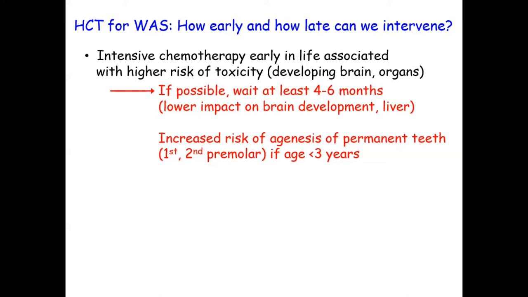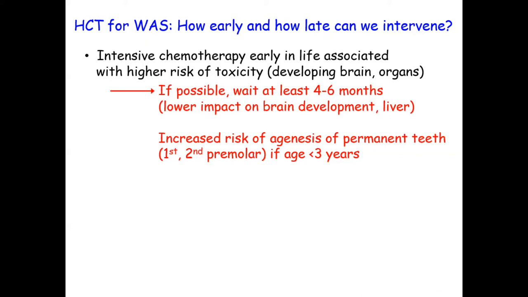The general strategy that we use is to wait, if possible, at least 4 to 6 months of life, in order to allow some more time for brain development and also prevent some major risks, in particular complications of transplantation like venous occlusive disease, which would be more frequent if you use high-dose chemotherapy and hit the liver early in life. There are also risks of other long-term complications, and there was a question about this, with regard to an impact of the chemotherapy on tooth development. And again, I should say that there are data in the literature on the long-term effect of using chemotherapy for transplantation and the impact on the teeth, but these studies pertain to patients with cancer.